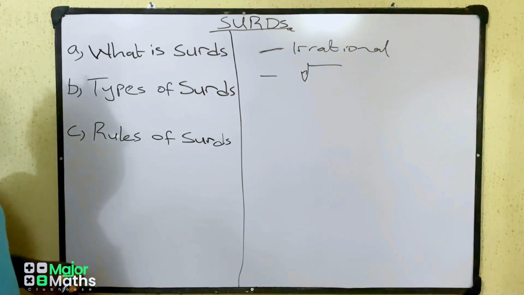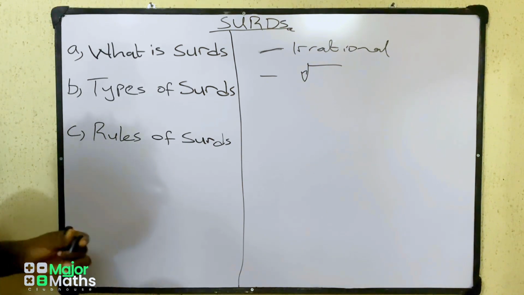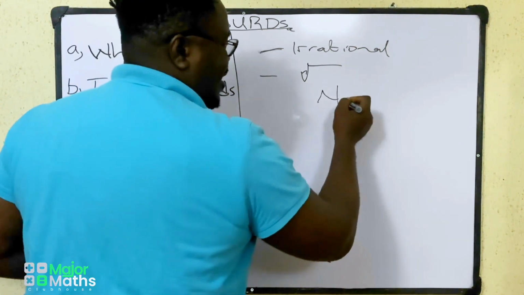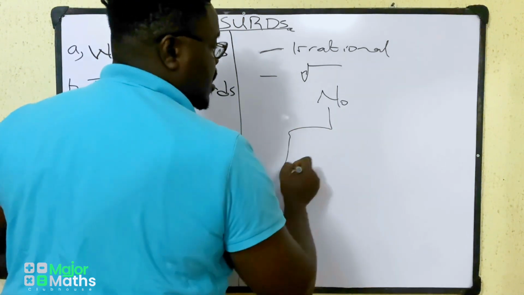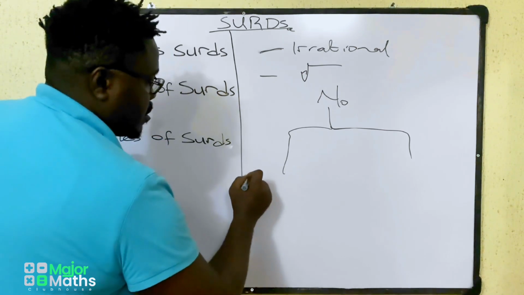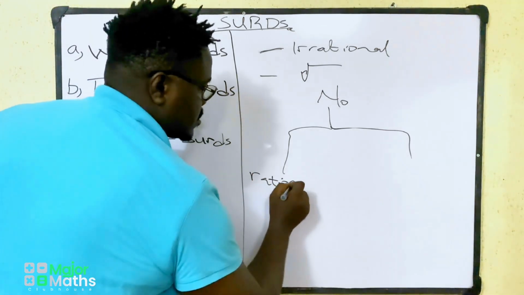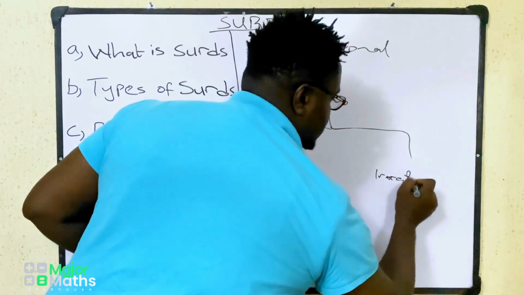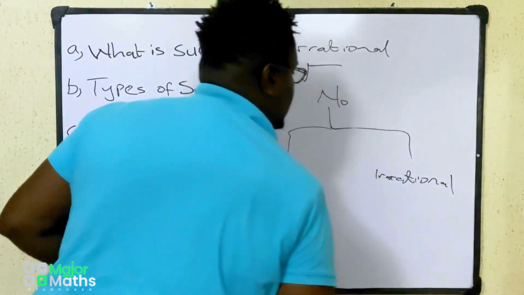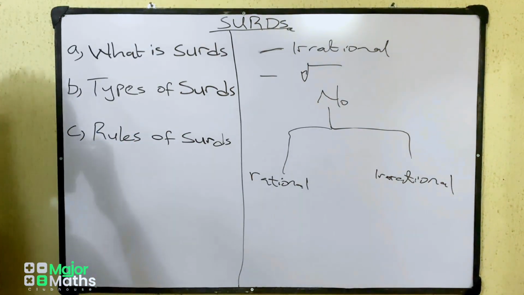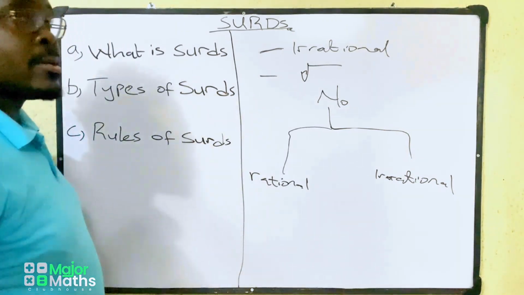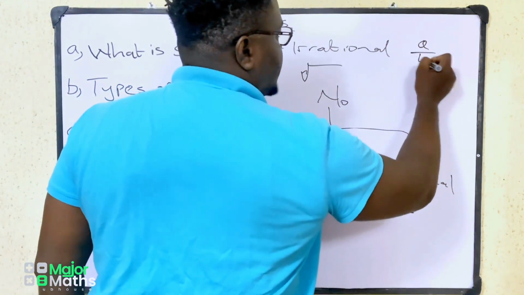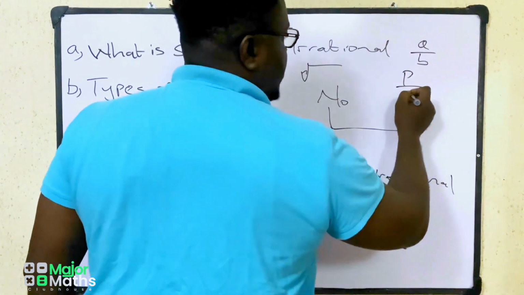Before I commence into types of surds, let me just explain a little thing. Usually numbers are broken down into several categories, but in this case, numbers are broken down into two categories: rational and irrational. So what are rational numbers? Rational numbers are numbers that can be expressed as a fraction, meaning A over B or P over Q.